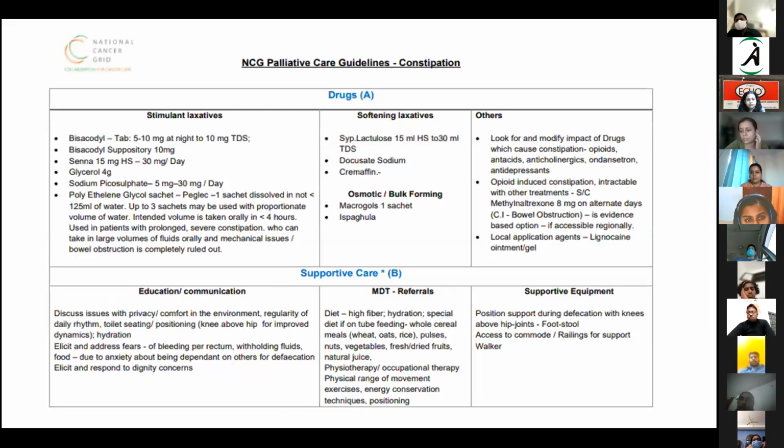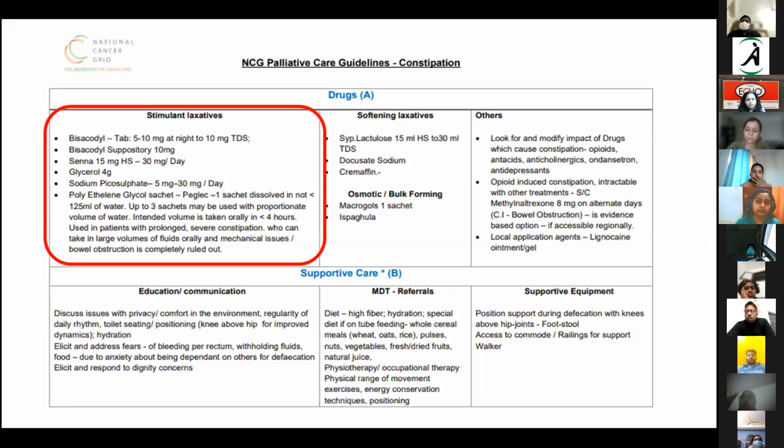So when I talk about drugs that we commonly use, mainly we prescribe, in patients with paralytic ileus or similar conditions, more of stimulant laxatives, such as where you'll have opioid-induced constipation or gastroparesis. You would want to consider these. Bisacodyl is started initially at a dose of 10 milligrams at night. Overall, you can increase the dosage.